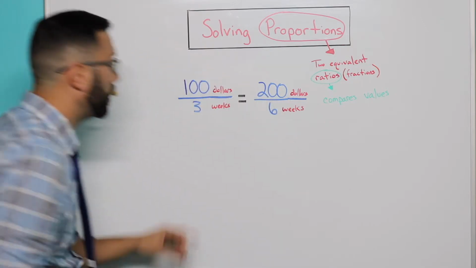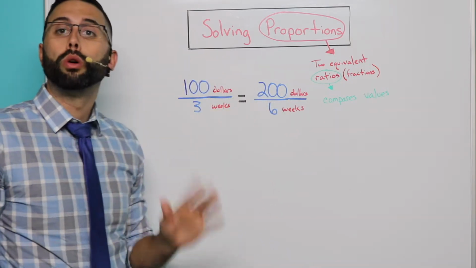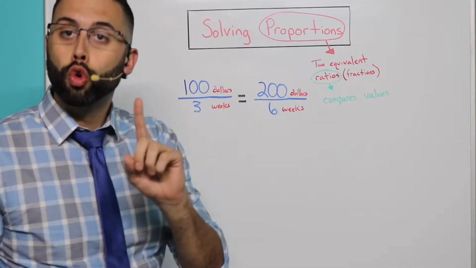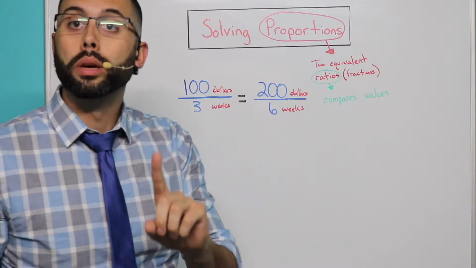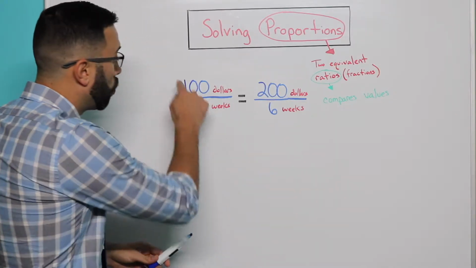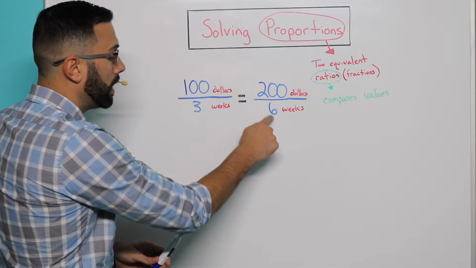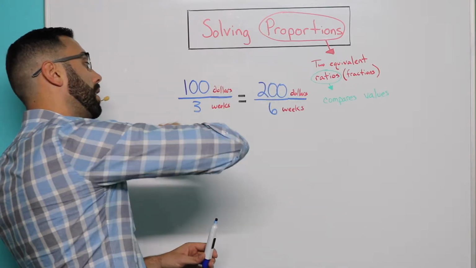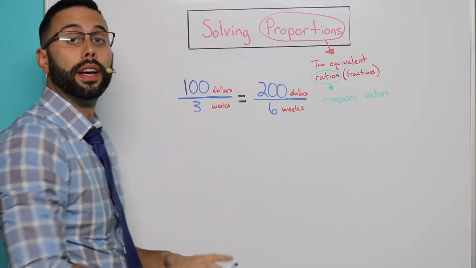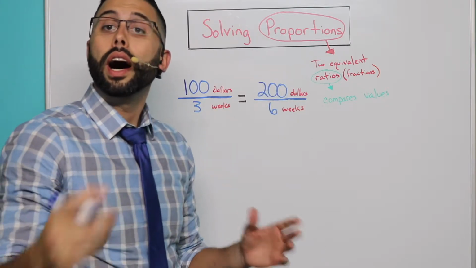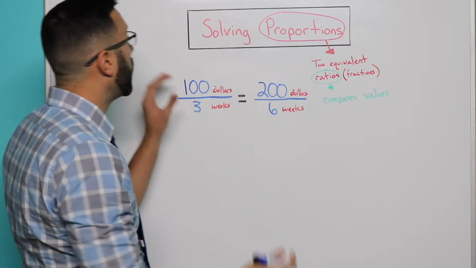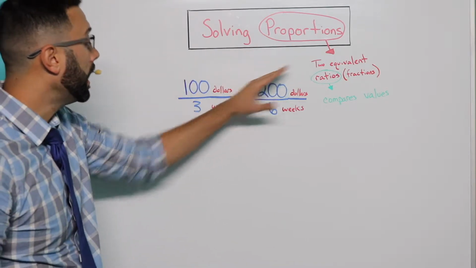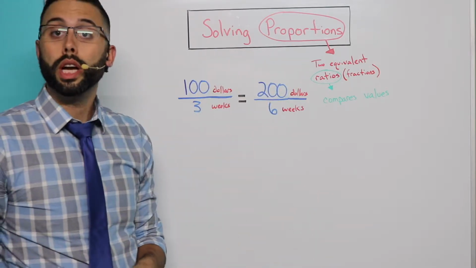Now, take a look at this. What do you notice about the cross product? Yes, the language, cross product, meaning multiplication. Cross, okay, 100 times 6, 600. What about the other cross product? 200 times 3, 600. They're equal. Well, when it comes to a proportion, yes, the cross products are equal.